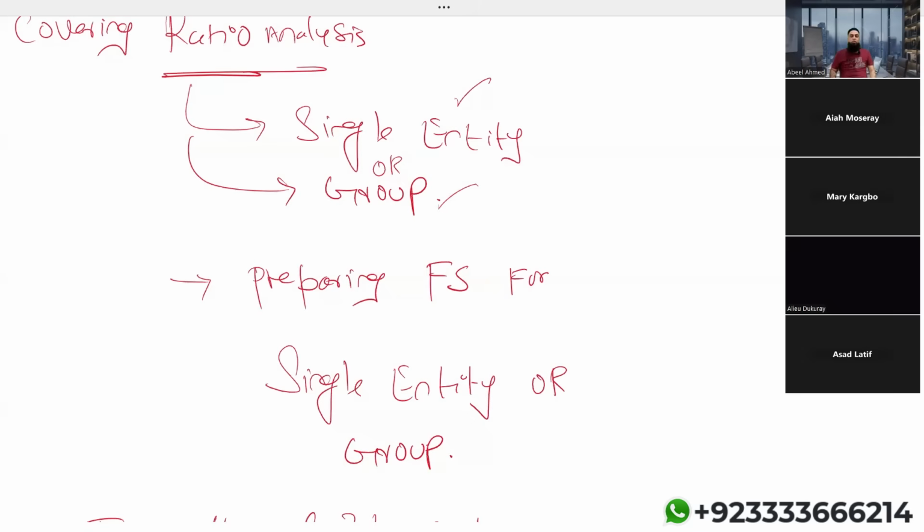Again, the question could appear on a single entity financial statements or a group. If you ask me, I would say the chances of group are more than the single entity, but we cannot rule out the single entity.